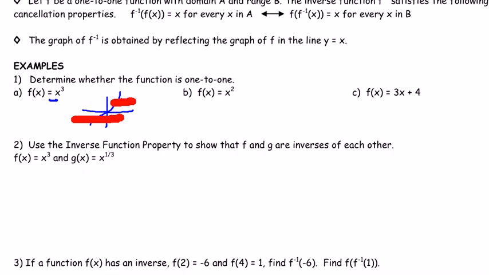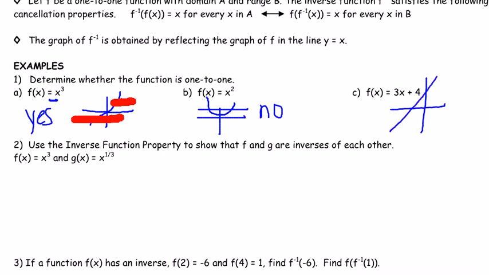Alright, so let's do the parent parabola. So this one is a yes for the cubic. The parent parabola does cross it more than once, so this is not a one-to-one function. Then we have the line 3x plus 4, probably looks something like that. And again, it does pass the horizontal line test, and this would be a yes.